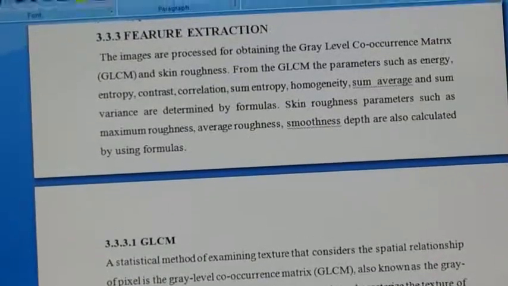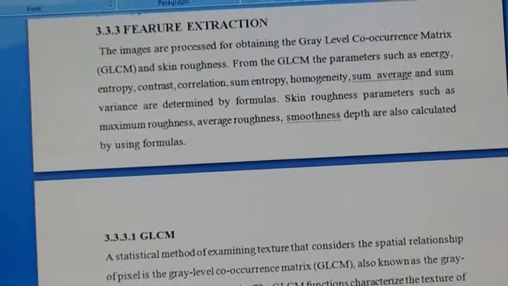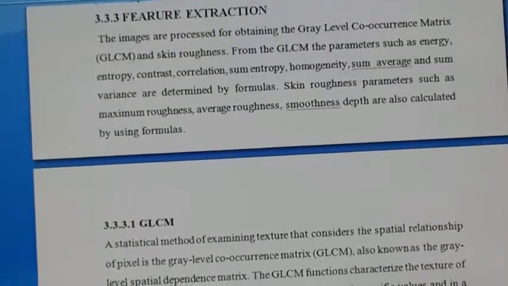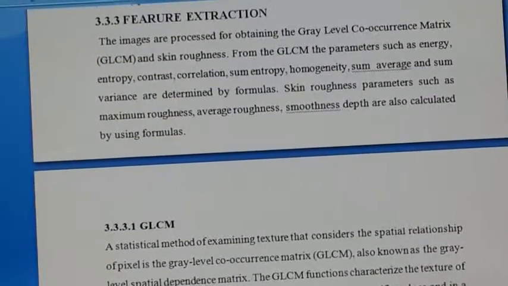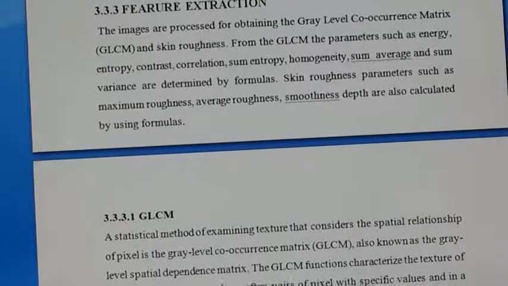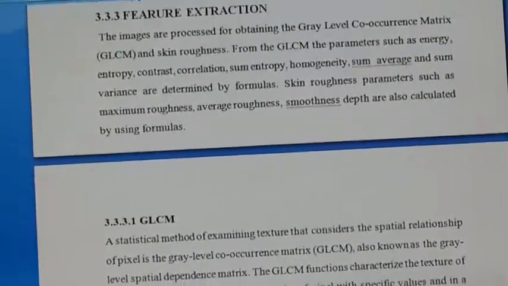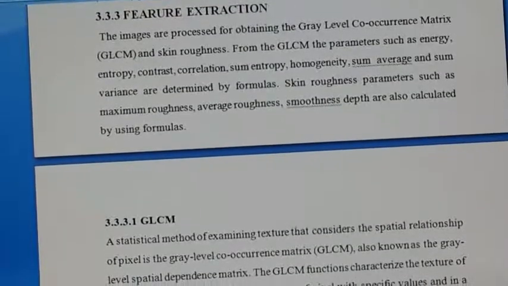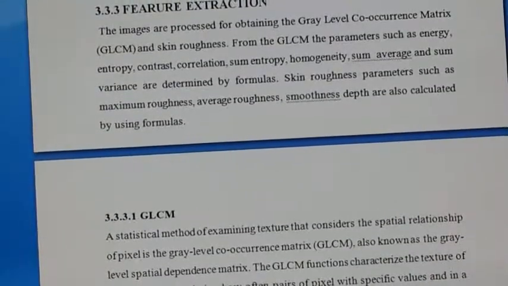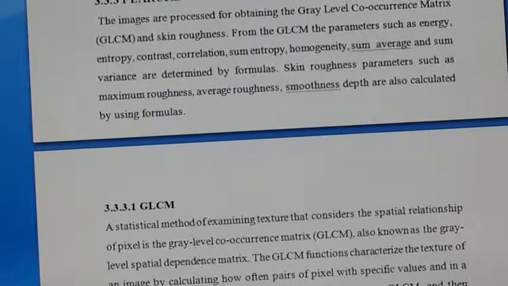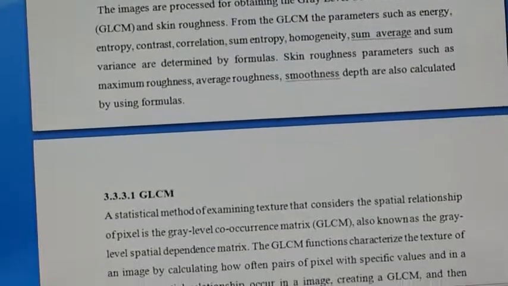Then feature extraction. The images are processed for obtaining the gray level co-occurrence matrix, that is GLCM, and skin roughness. From the GLCM, the parameters such as energy, entropy, contrast, correlation, sum entropy, homogeneity, sum average, and sum variance are determined by formulas. Skin roughness parameters such as maximum roughness, average roughness, smoothness depth are also calculated by using the formulas.